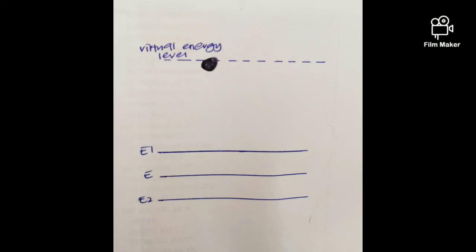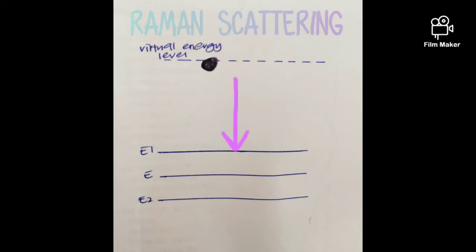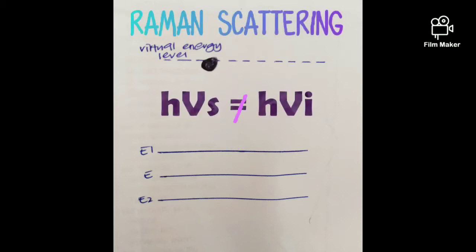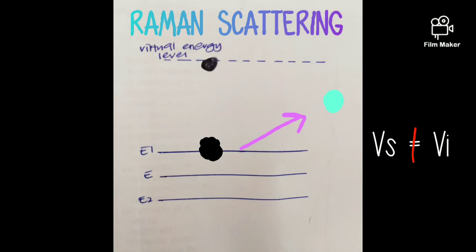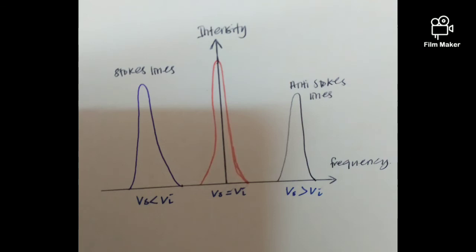However, sometimes electrons, when losing energy from the virtual state, can fall back to a different vibrational level. In this case, the energy lost by the electron is different from the energy absorbed from the incident photon. As a result, the photon emitted by the electron has energy different from the incident photon. This gives rise to Raman scattering. Depending upon the final vibrational level of the electron, Raman scattering can be separated into Stokes lines and anti-Stokes lines.